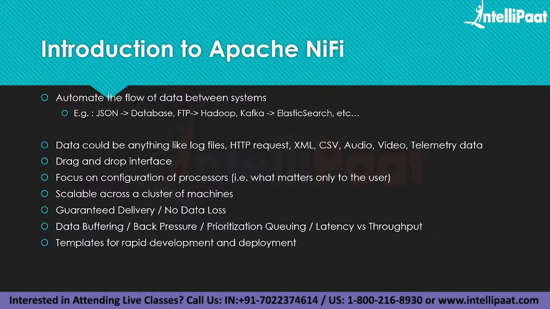Data buffering, back pressure, prioritization, queuing, latency versus throughput, that we will see. So this is again configuration here. We can actually do the data buffering here in Apache NiFi. As I discussed, one of the sources is sending data at a very, very high speed, which the destination is not able to process that quickly. Then you can have this sort of concept coming into the picture, the back pressure. You can prioritize the queue. We'll get into the details of that.